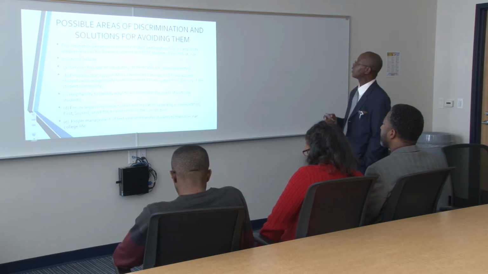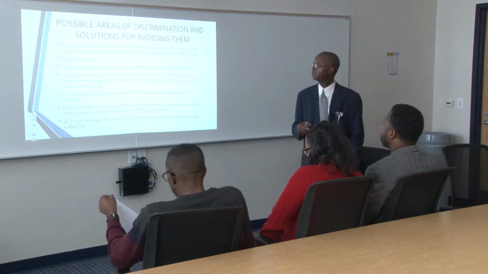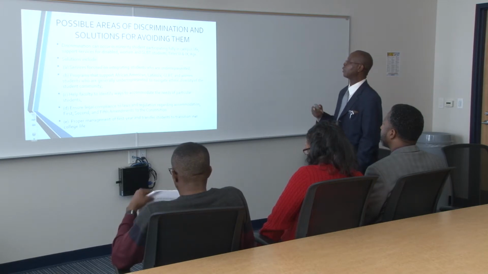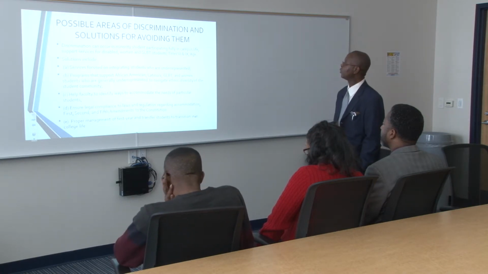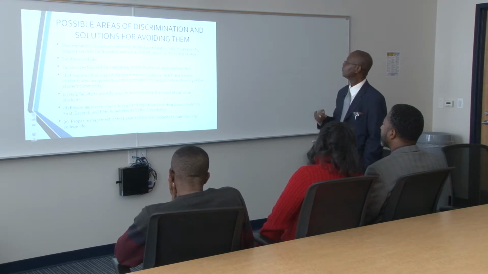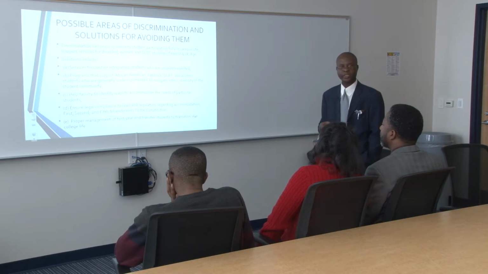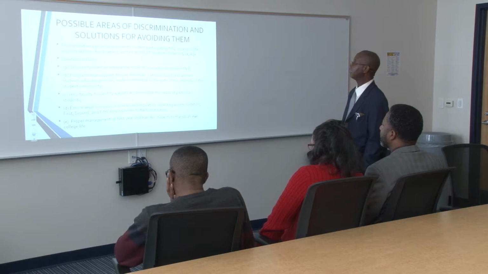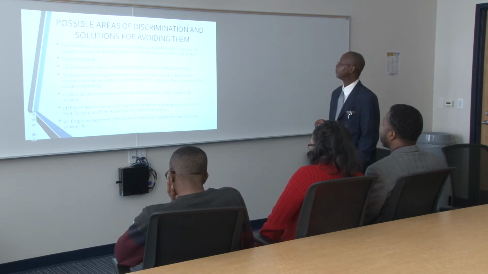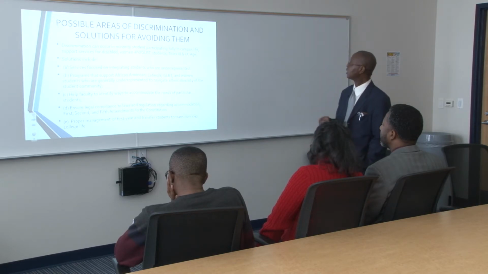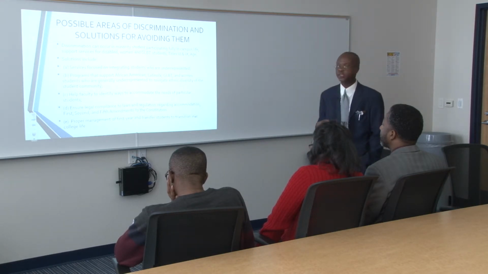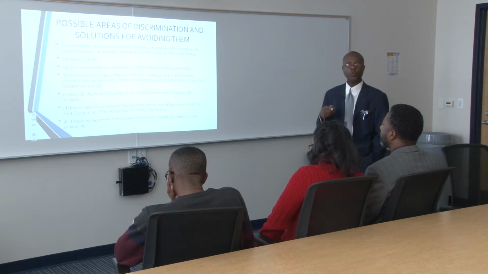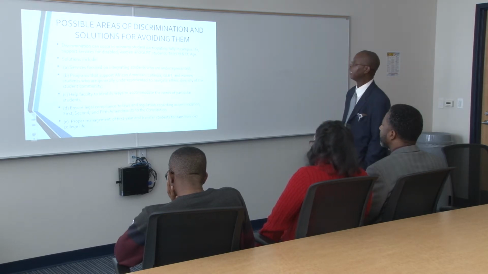Possible areas of discrimination include what? Discrimination can occur in minority students participating fully in campus life, support services for the disabled, women, and gay, lesbian, bisexual, and transgender students, Title IV, Title VI, and Title IX, and age discrimination. How do we avoid these areas?